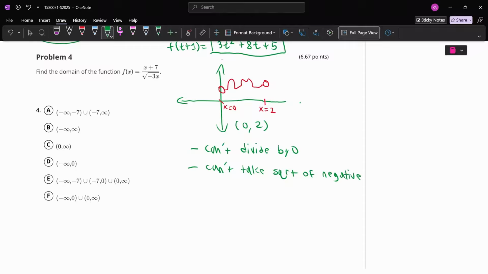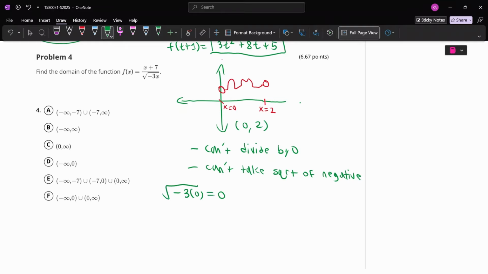With this in mind, we can come up with a set of values for x that don't break these rules that we came up with here. So we know, well, we have an x in the denominator, so we know that we can't put in 0 for x, because if we do that, you'd end up with the square root of negative 3 times 0, and that gives us 0, so we'd end up dividing by 0.